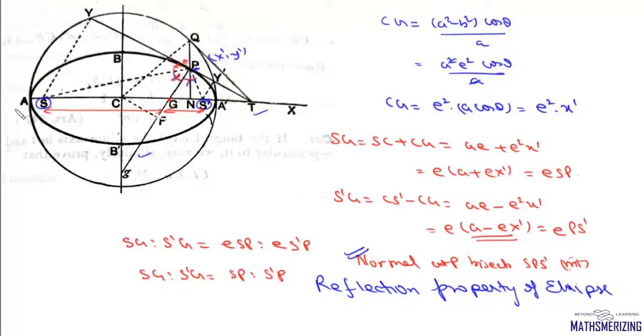So if we have a ray of light which passes through one of the foci, then the reflected ray will pass through the other focus, and that is the reflection property of the ellipse. That means if the incident ray passes through one focus, then the reflected ray will pass through the other focus of the ellipse.